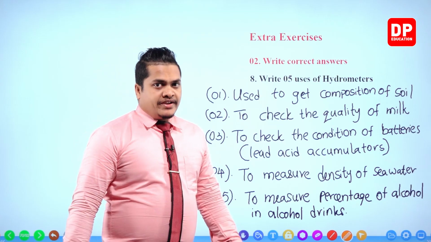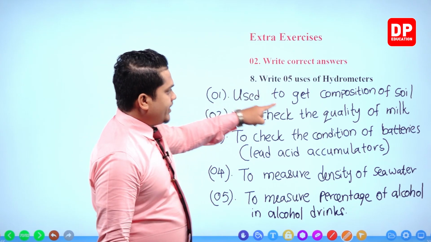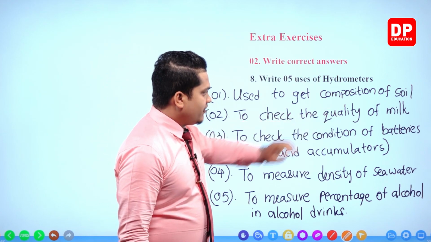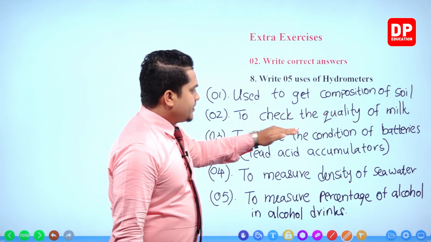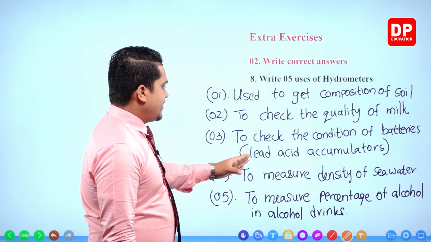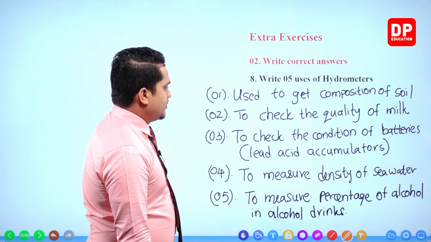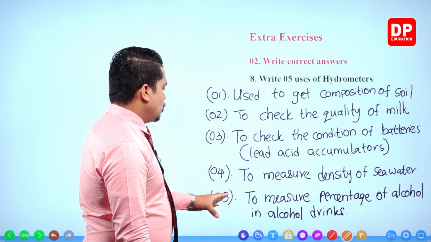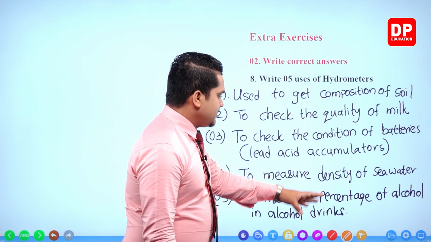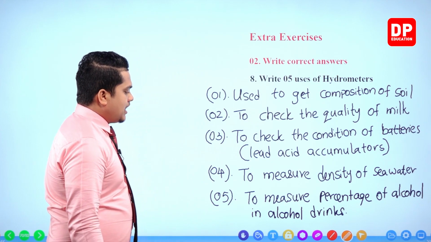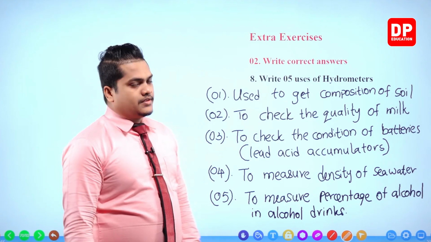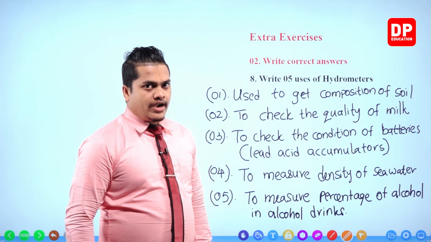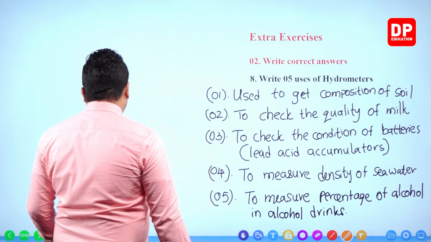So these are the uses, my dear children: used to get composition of soil, to check the quality of milk, to check the condition of batteries, lead acid accumulators, to measure density of seawater, to measure percentage of alcohol in alcohol drinks. These are the uses of hydrometers, my dear children. Next one.